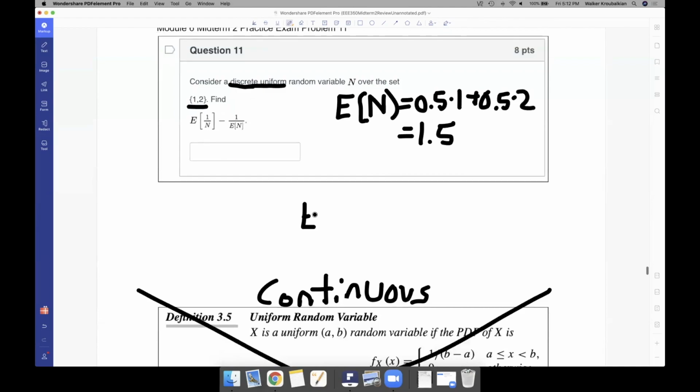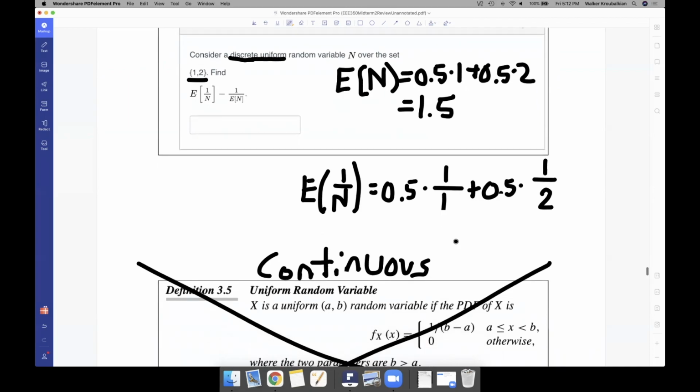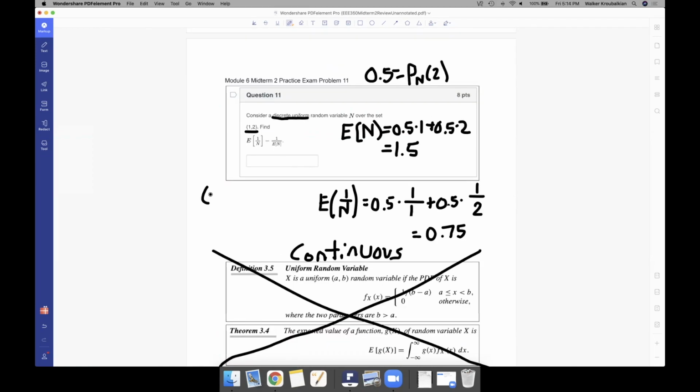And then E of 1 over n is going to be 0.5 times 1 over 1, plus 0.5 times 1 over 2. And that is going to be, I believe, 0.75. This should be 0.75 minus 1 over 1.5, right? And if you get out your calculator, yeah, this is what I get for calling it easy. This should be 0.0833. All right, awesome. Okay, now we're done with problem 11.